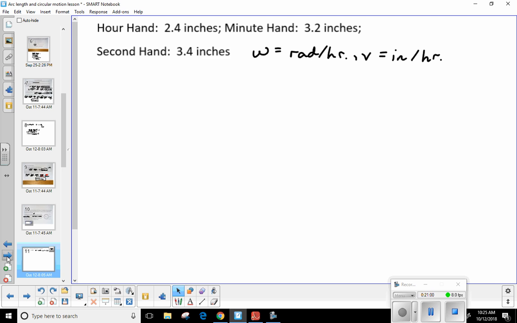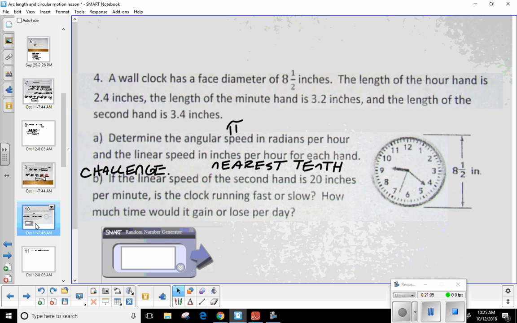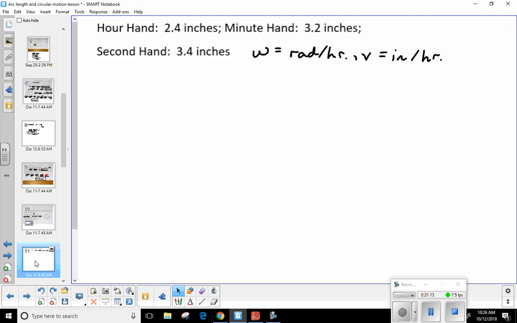Okay, so I'm going to go into the random number generator. 10. All right, so Raphael is going to talk about the second hand. Do you want the headphone? Okay, so let's get the angular speed first. So we'll start off with.